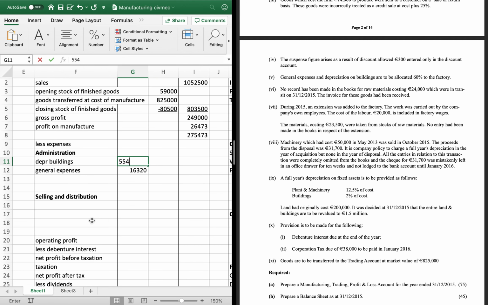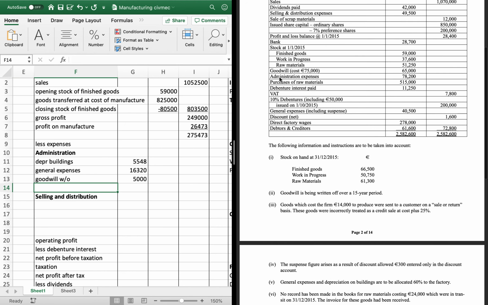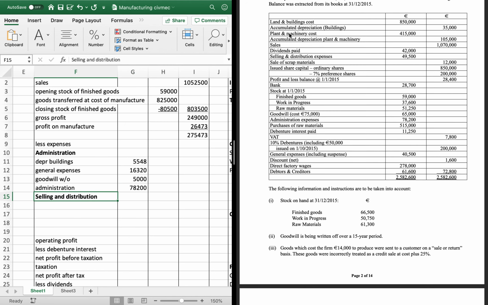Okay, so that's those two. Then we've got goodwill written off. If you put goodwill in as a selling and distribution, don't worry too much about that. That'll be fine as well. That's the 5,000. And then we have, there should be administration expenses here. Yeah, we've administration of 78.2. And it's a good idea at that point to check. There shouldn't be any more admin that we've missed out on. There's not. So we'll add them together.